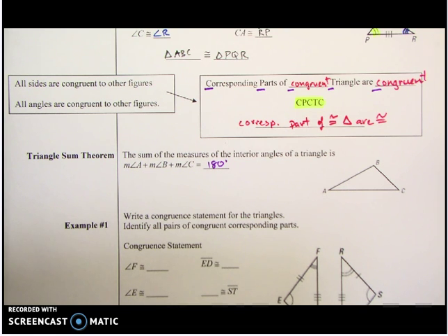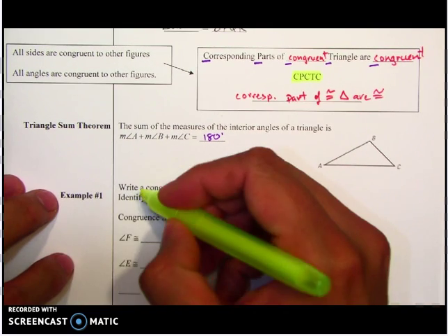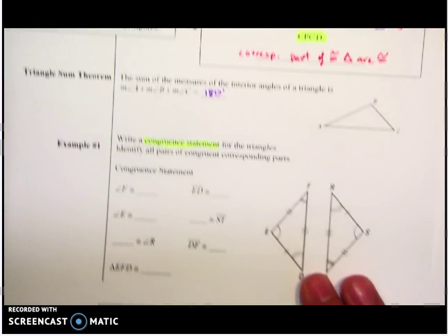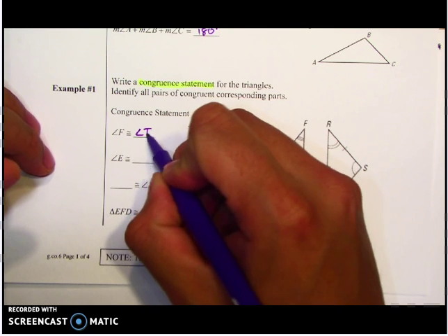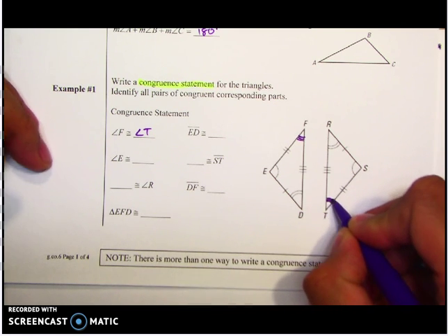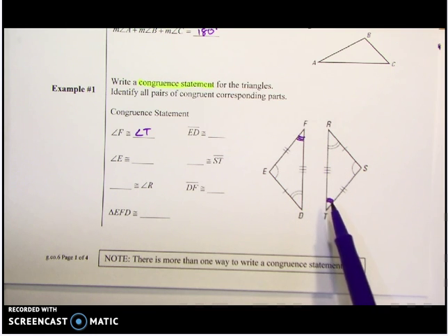Alright, let's take a look at example 1. Let's see what we can do. Here they actually ask you to write a congruent statement. If they ask you to do that, that means you have to give all the angles that are congruent to what angle, and all the sides that are congruent to what side. So let's go ahead and try this together. Angle F will be congruent to what angle? Should be congruent to angle T. Again, you have 3 tick marks here, and that one has the same 3 tick marks, so that means they're the same. Don't get confused with angle R. Angle F is congruent to angle T.